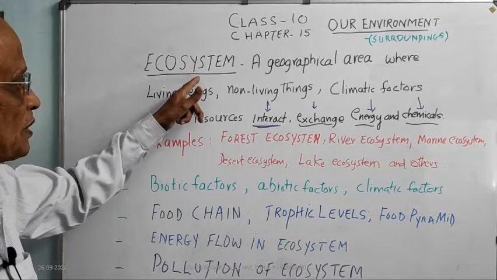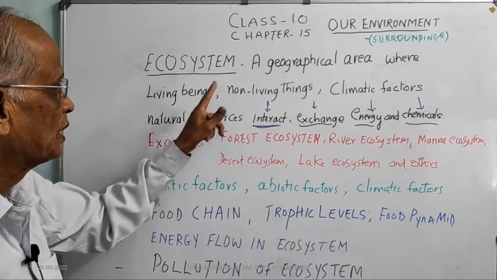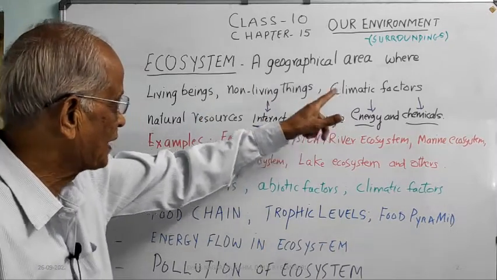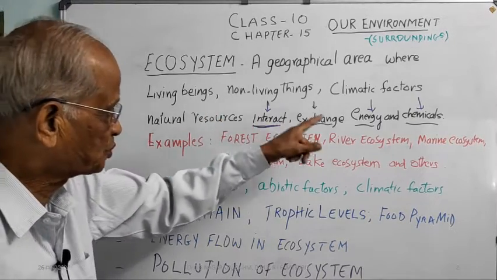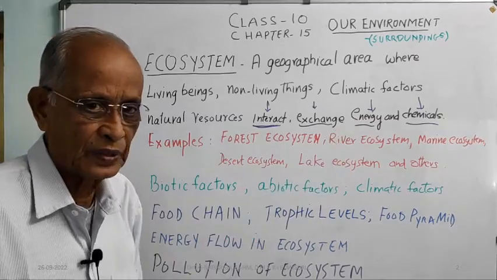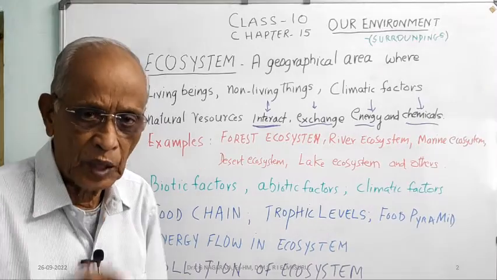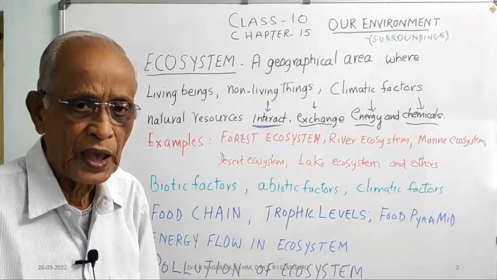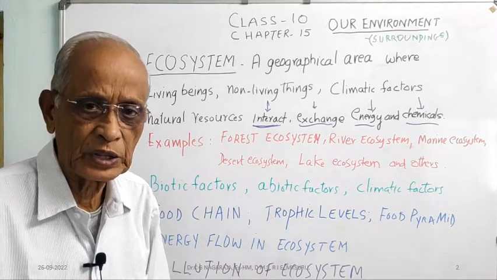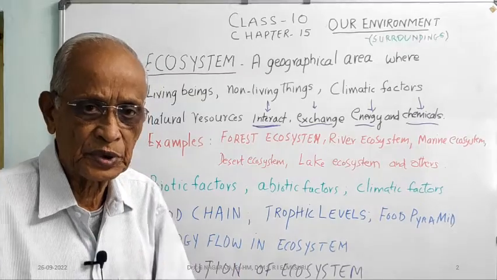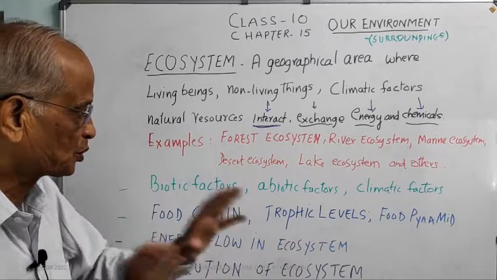Now, ecosystem refers to a geographical area where living beings, non-living things, climatic factors, natural resources, they interact, exchange energy and chemicals. That is very important. They interact, that is living things, non-living things, natural resources, climatic factors, they exchange energy and the chemicals produced by them. That system is called ecosystem. In this chapter, you are going to study ecosystem.